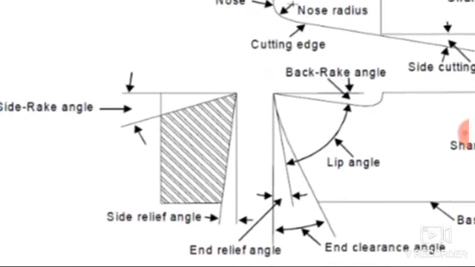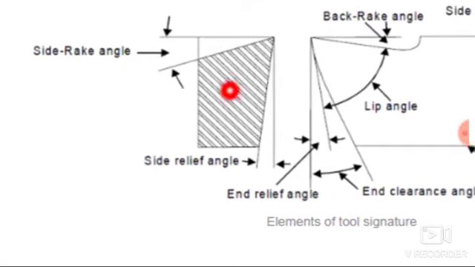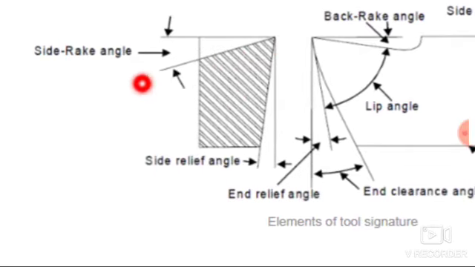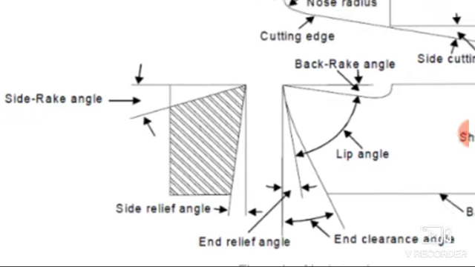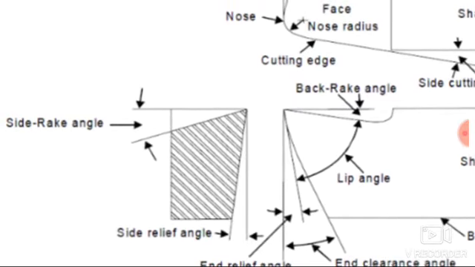Now this is a face of the cutting tool. This face of the cutting tool is making some angle with a line which is parallel to the base of the cutting tool, and that angle is known as the side rake angle. Okay, so this is the side rake angle.